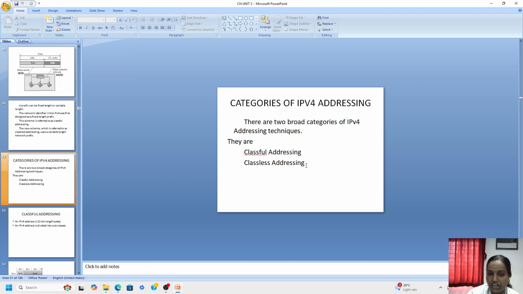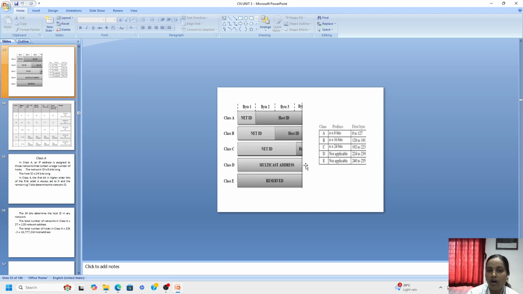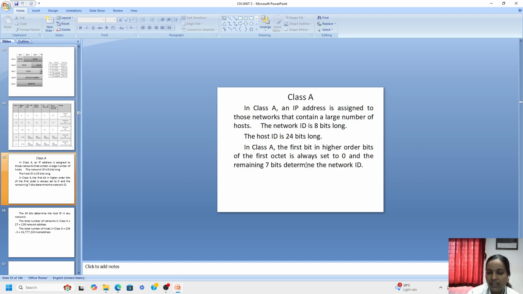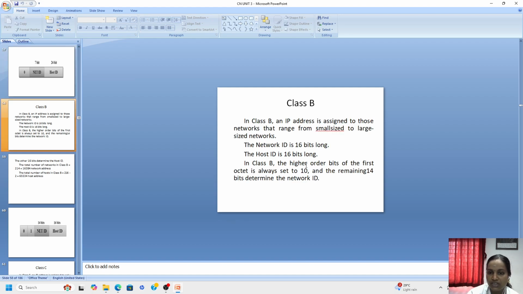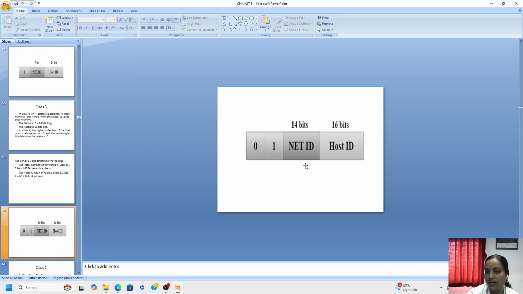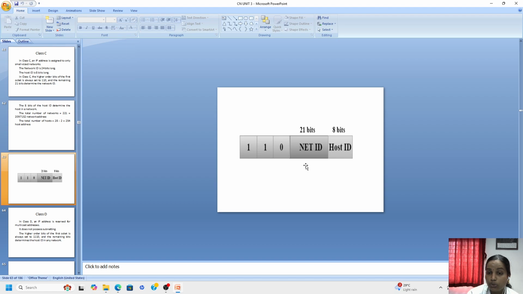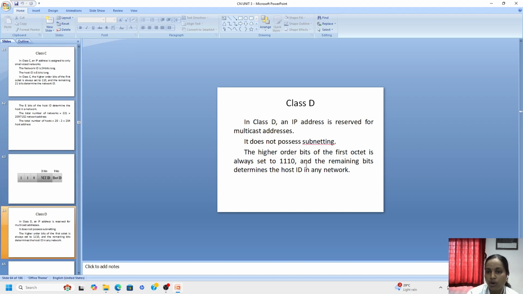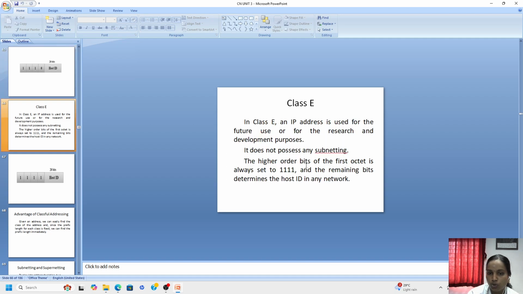IPv4 addresses are classified into two types, classful address and classless address. Classful address is 4 bytes, 32 bits long, and can be categorized into class A, B, C, D and E. Class A address has an 8-bit first octet. It can vary from 0 to 127. So this is the representation. The first 7 bits are the net ID, and the remaining 24 bits are the host ID. Class B address: the first 14 bits are the net ID, and the remaining 16 bits are the host ID. For class C type, the first 21 bits are the net ID, and the last 8 bits are the host ID. The class D address has no host ID.